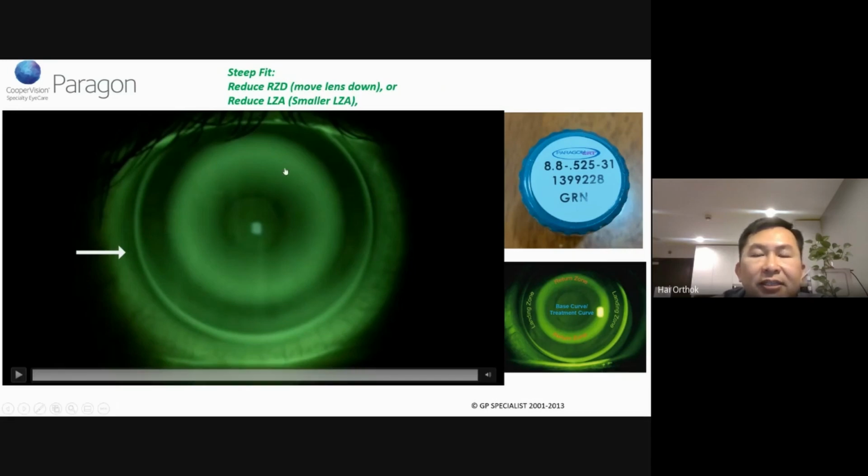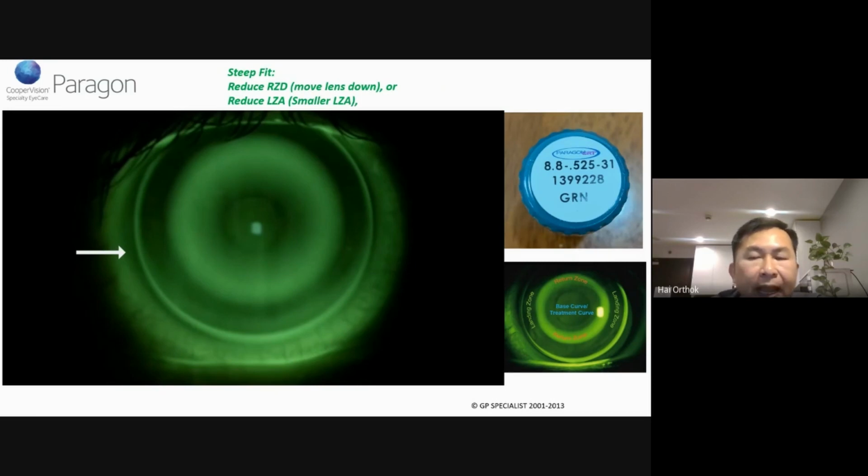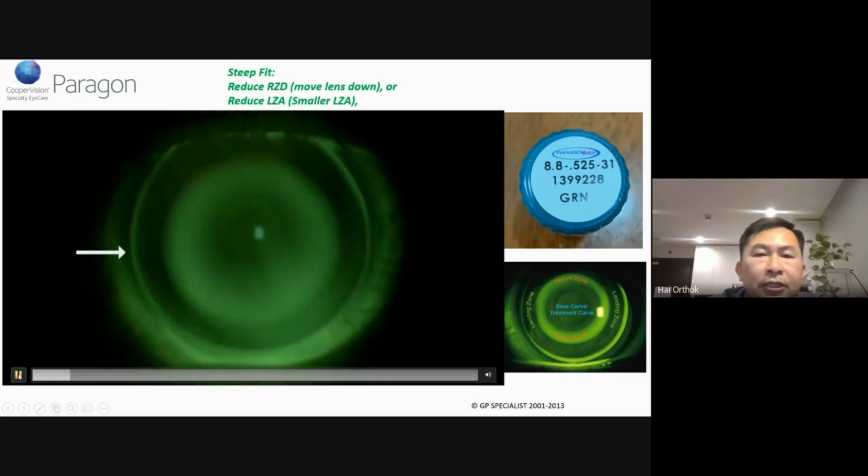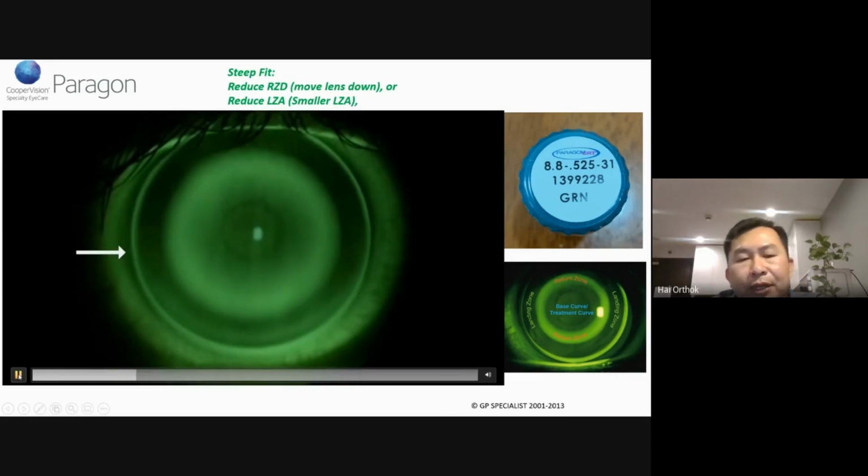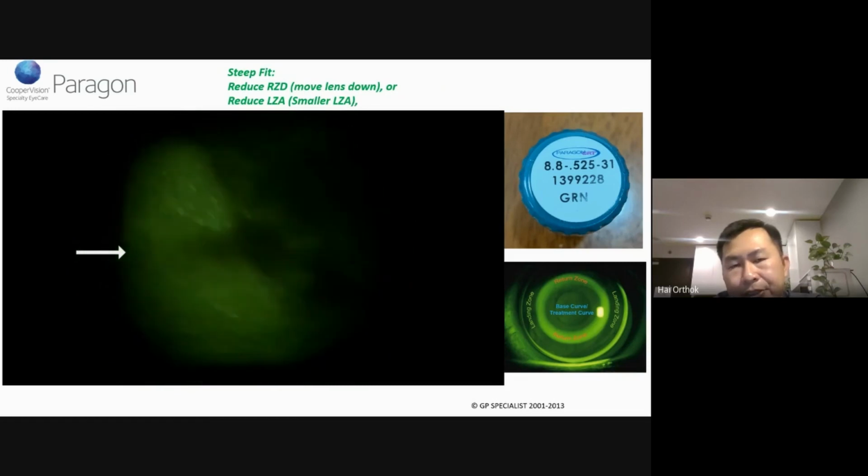And the good thing is with this kind of lens, we can reduce the landing zone angle, make the landing zone angle smaller, and it will flatten the entire lens down. So with Paragon CRT, if we are expert, we have many ways to troubleshoot it.